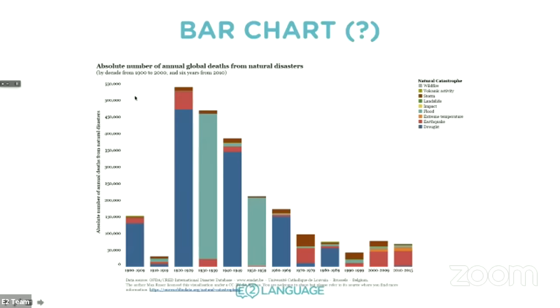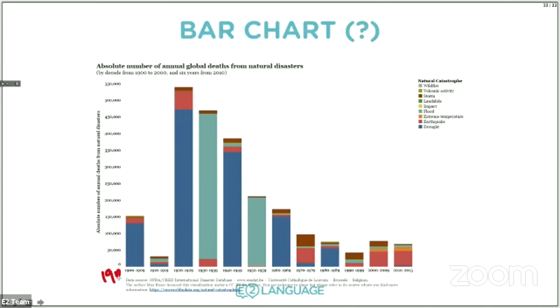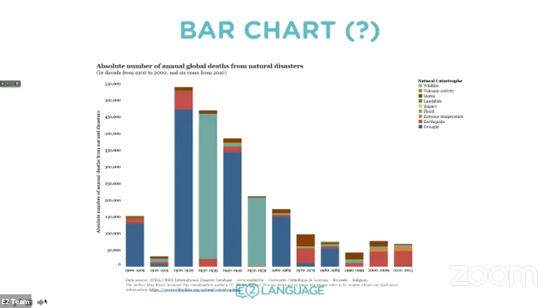I don't know if you can see that, by the way. Let me just tell you, this is 1900 and this is 2015. There's your x-axis. So this bar chart represents the absolute number of annual global deaths from natural disasters, including wildfire, volcano, storms, and landslides from 1900 to 2015. That's our introduction. It's perfect.